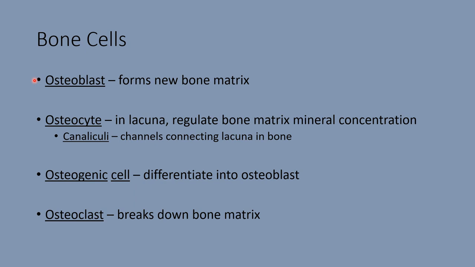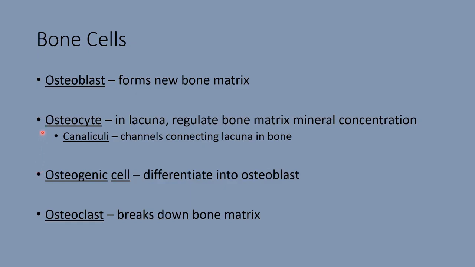Where does the osteoblast come from? Well, the osteogenic cell starts off as the osteogenic cell, but it's going to ultimately form the osteoblast. Differentiate means it's going to specialize. So all of your osteoblasts start out as an osteogenic cell first.